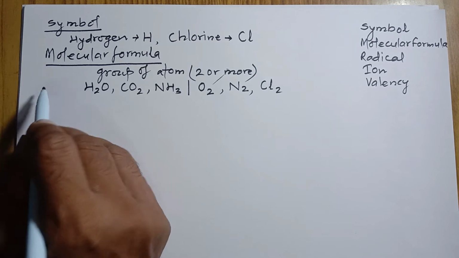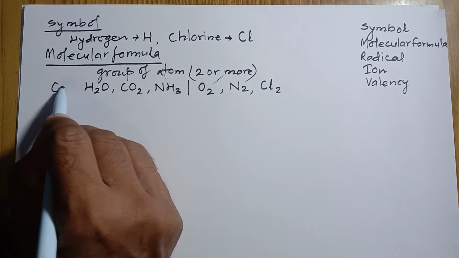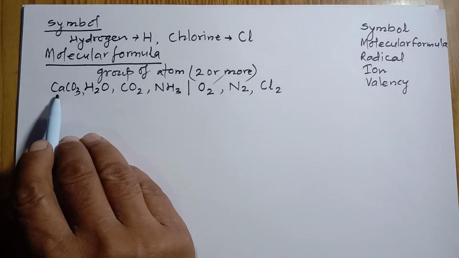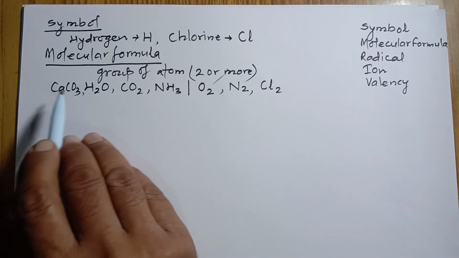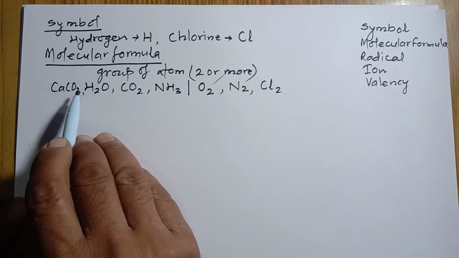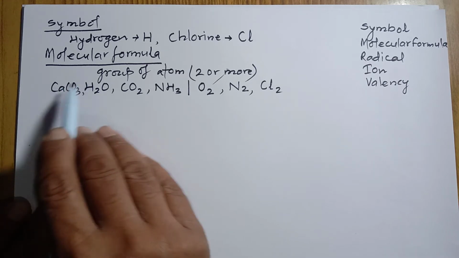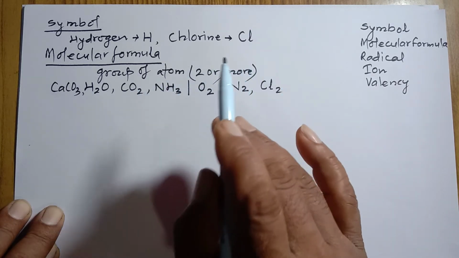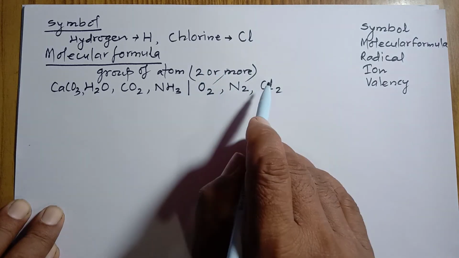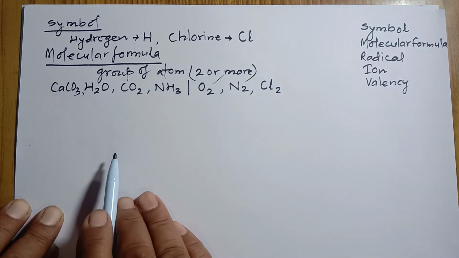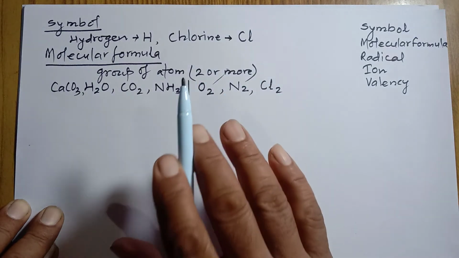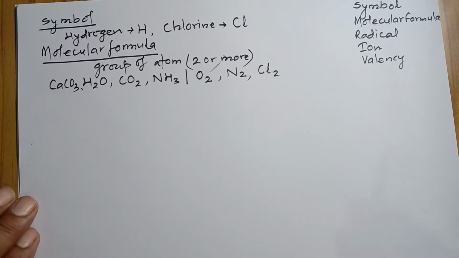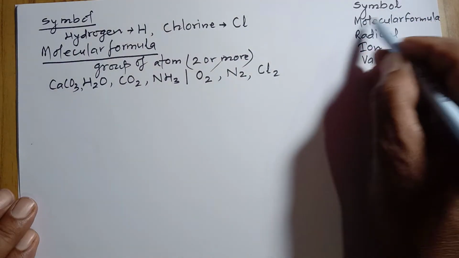We can write another one also, just for example, CaCO3. This is the molecular formula of calcium carbonate. Here 1, 2, 3, not only two, more than two atoms, calcium, carbon and oxygen are involved. This way we can conclude that group of two or more than two atoms which represents a molecule is called molecular formula. Okay, now after this let's talk about valency. No, first symbol, molecular formula, radical.